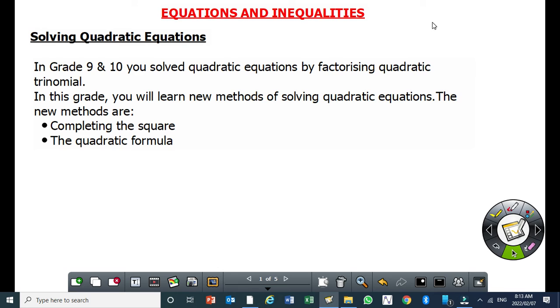Alright, so in grade 9 and 10 you solved quadratic equations by factorizing trinomials. And the trinomials you factorized were quadratic trinomials. Now in this grade, you'll be introduced to two new techniques of solving quadratic equations. The first method is called completing the square, and the second method is the famous quadratic formula. Probably some of you have heard about the quadratic formula.